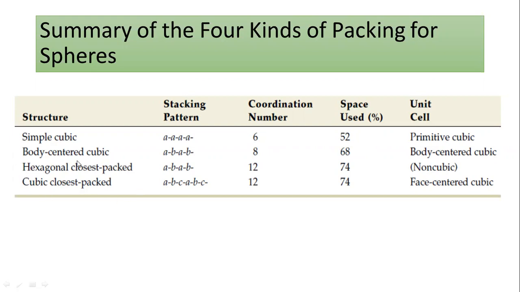In these two packings, hexagonal closest packing and cubic closest packing, coordination number is 12, and the same space is occupied by the spheres or the atoms when they have these types of packings. So this is the packing of the atoms in a crystal system. Now, moving to the second part, then I will take your questions.